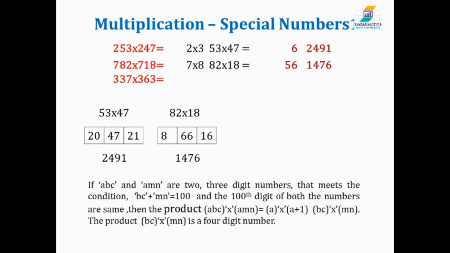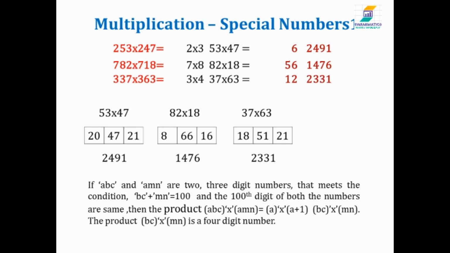37 into 63. 37 plus 63 is 100. 3 into 4 is 12. 7 into 6 is 42. Then the sum of the product of the other two digits is 3 into 3 plus 7 into 6, which becomes 51. 7 into 3 is 21, right? As before, we assemble the answer taking one digit at a time, which becomes 2331.